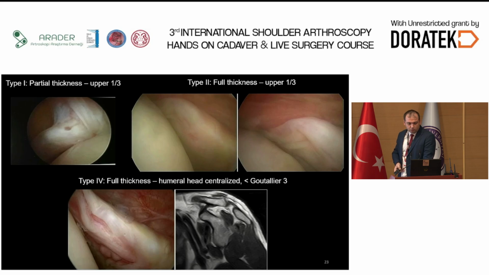In type 4 tears, there is a full thickness tear, and retraction and fatty degeneration can be seen on MRI, as we see here, but it's less than 50% of the muscle mass.